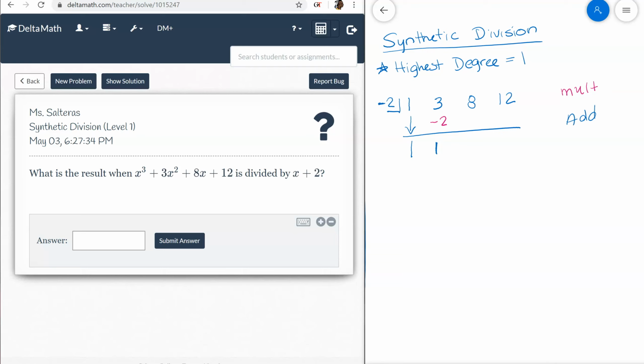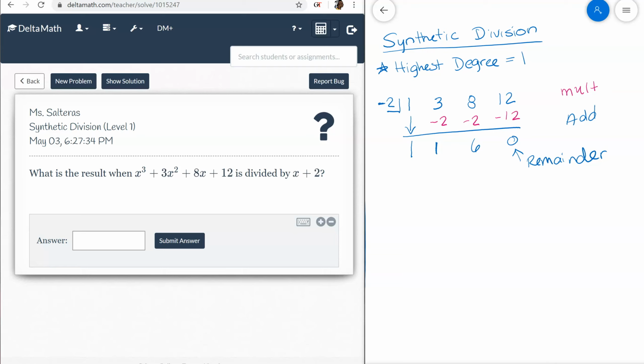So here we're going to get -2 again. We're going to add straight down. That's going to give us a 6. 6 times -2 is a -12, and then that should be a 0. This last number is going to be your remainder. That's important. That last number is your remainder. Here, because it's 0, that means that we do not have a remainder. That means that x plus 2 is a factor of this polynomial.